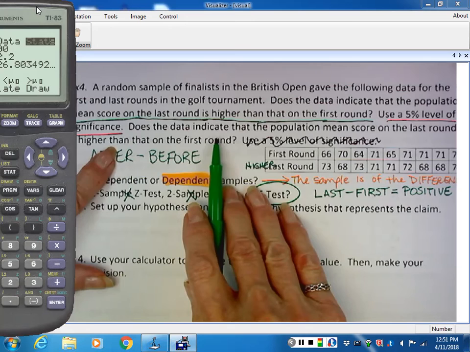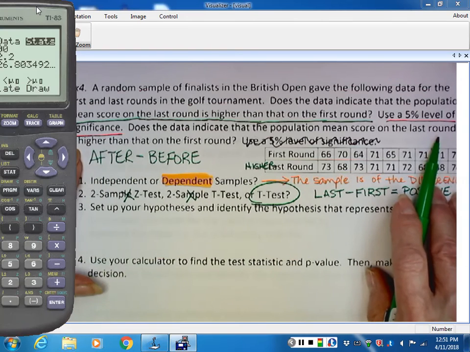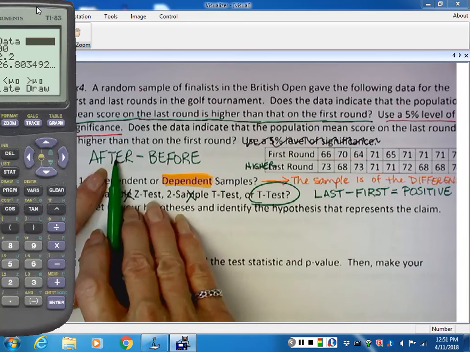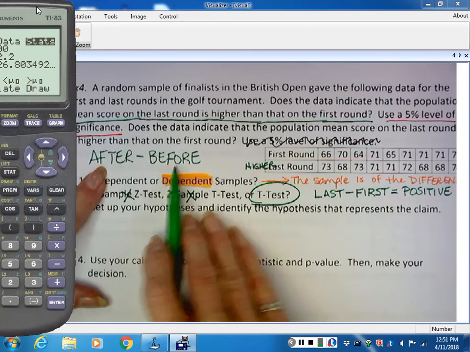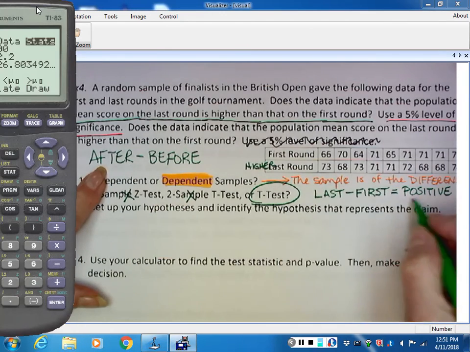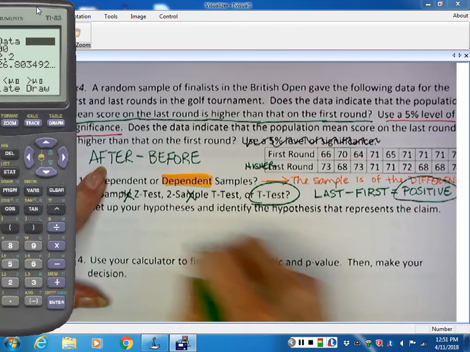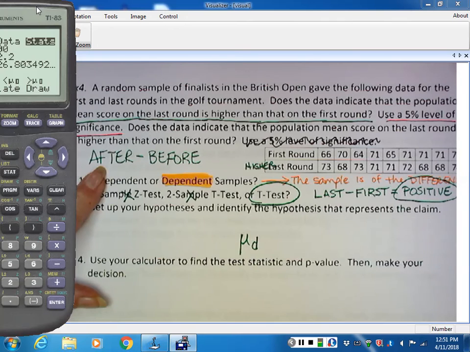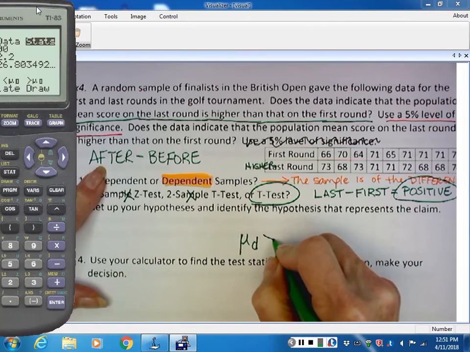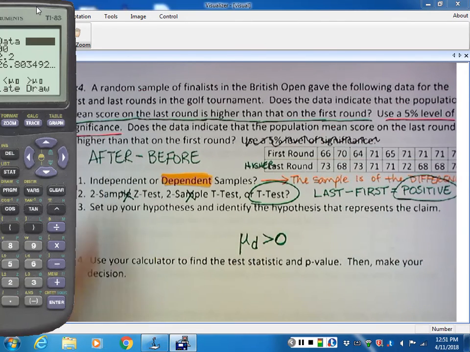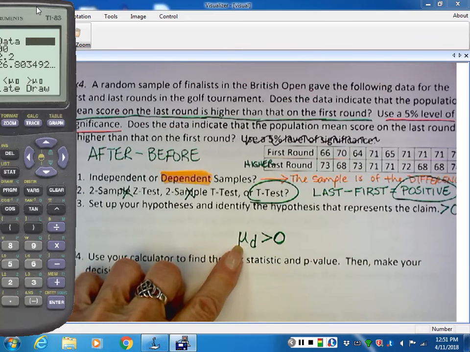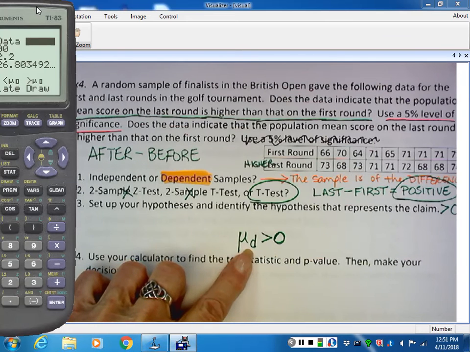The claim appears to be the population mean on the last round is higher than the first round, which, as we said, meant that if this is bigger than this, then those differences are going to be positive, which means the mean of your differences, and that's where that mu d came in on the first page, is greater than 0. Greater than 0 means positive. So this is the mean of all players' differences based on a sample of players.